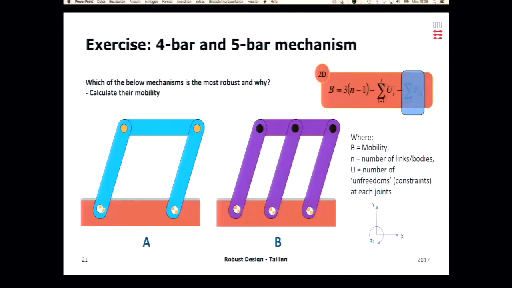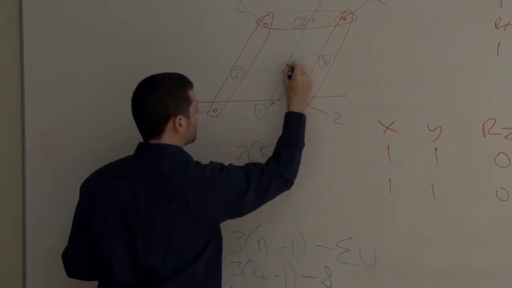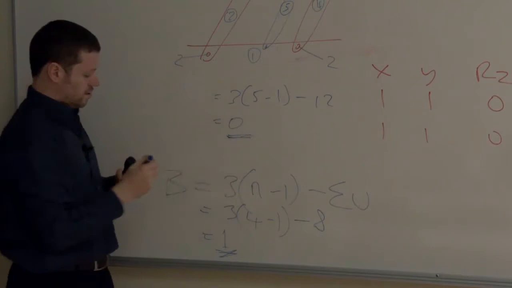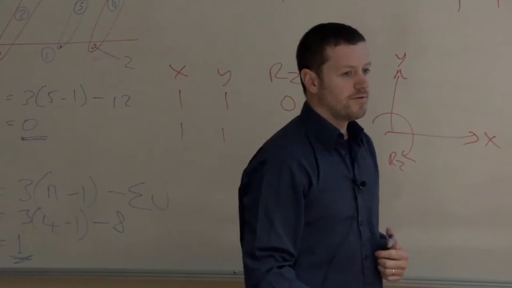Did everyone get 0? So in that case, we have 3 times 5 minus 1. Oh, is it 5? Yeah, 5 minus 1 minus 1, 2, 3, 12, which is 0. Okay, so that means this one is over-constrained. Therefore, it lacks predictability, it lacks robustness.